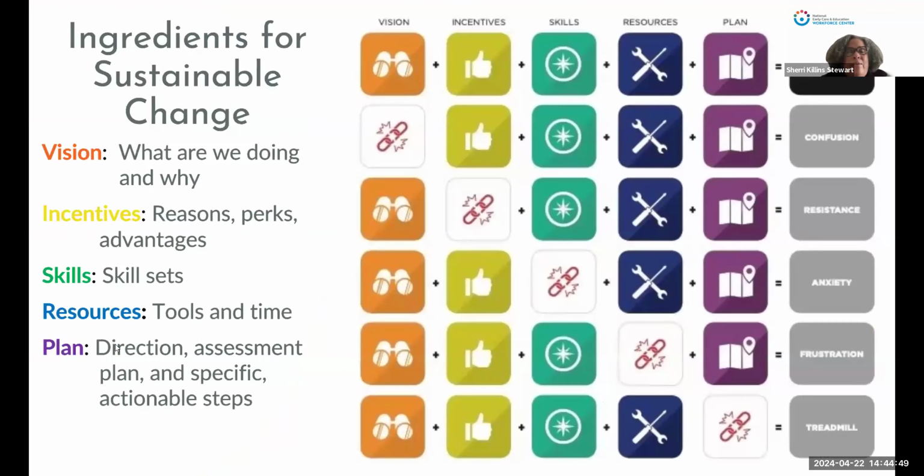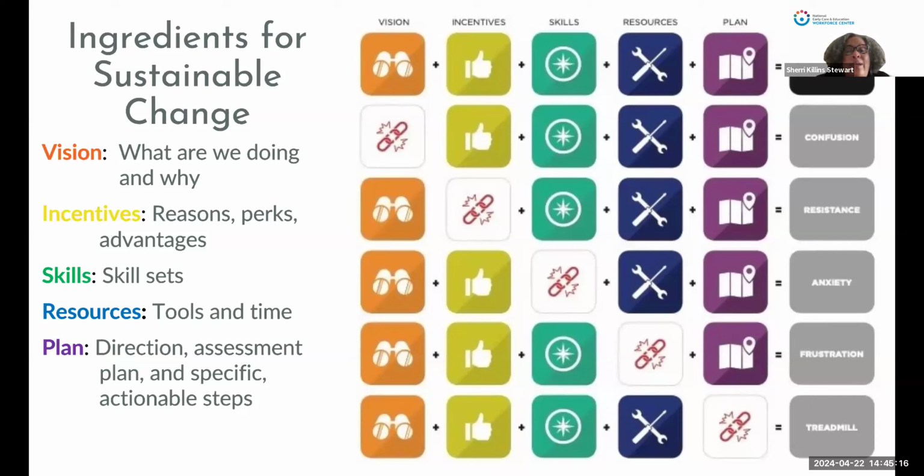Another way to think about sustainable change is that when links are broken, people will fall back. And I love this article that talks about vision and incentives and skills, resources, and plans. And it shows you that if you don't have vision, then people get confused about what it is you're trying to do.